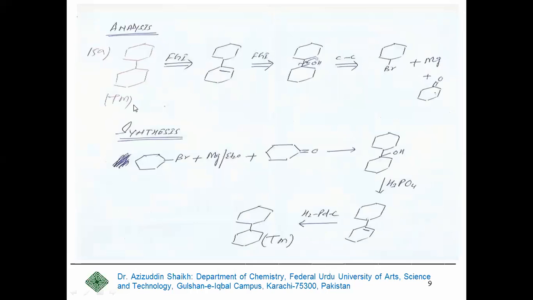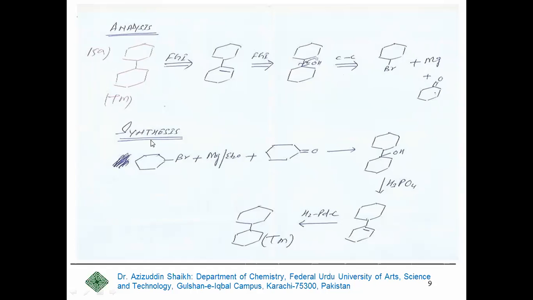Analysis of another compound: two cyclohexane rings attached to each other by a single covalent bond. First, you will apply FGI, and the double bond will be introduced. In the second step, you will introduce a hydroxyl group by FGI. Then you can disconnect OH by alkyl magnesium bromide and carbonyl compounds.